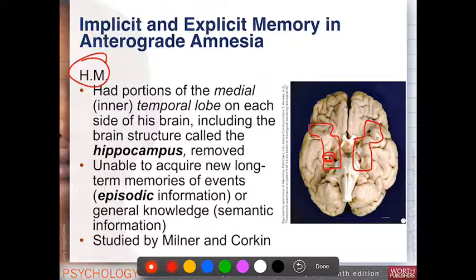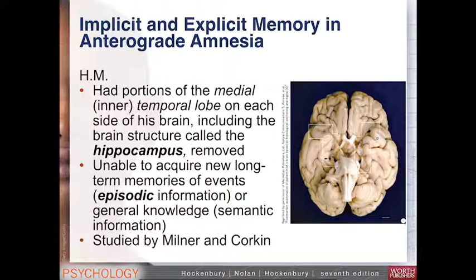He wasn't able to have a job. He was studied all of his life by Milner and Corkin, and he was forced to just live in the moment because he was not able to actually create new memories.